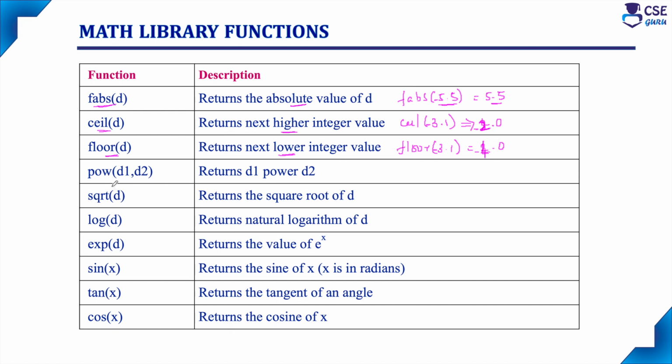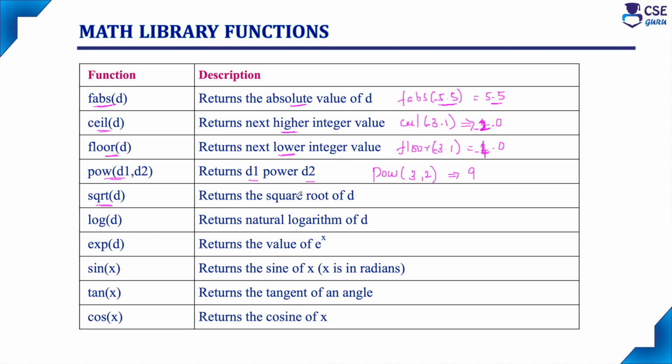Next, pow of D1 comma D2 returns D1 power D2. For example, pow of 3 comma 2, that is 3 power 2, we will get 9. 3 square, we will get as 9.